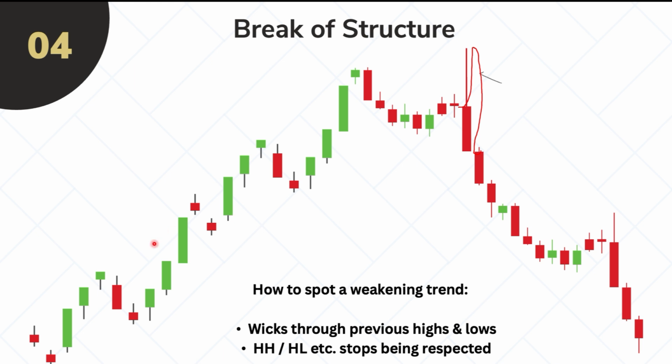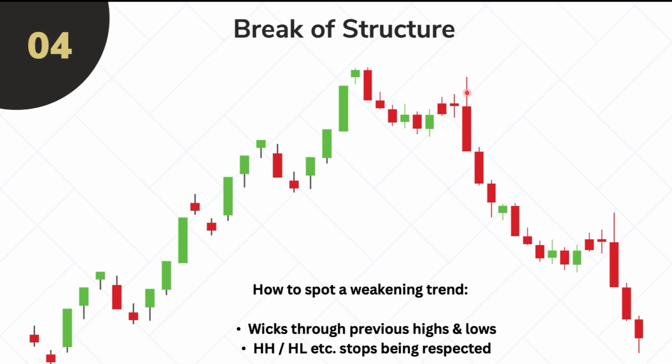And also you will see higher highs, higher lows, etc. being disrespected. So in an uptrend, you want to see higher highs, higher lows, higher highs, higher lows. But when the trend is weakening, you will not see a higher high being made and a higher low, but now you will see a lower low being made. Then you know, hey, that's very interesting. We're probably going to change the trend right here.